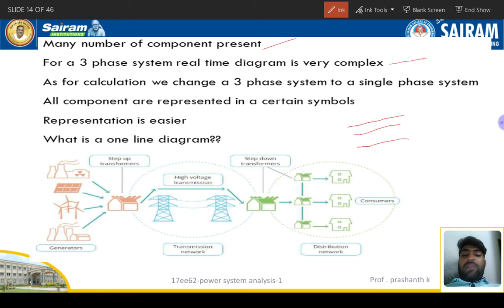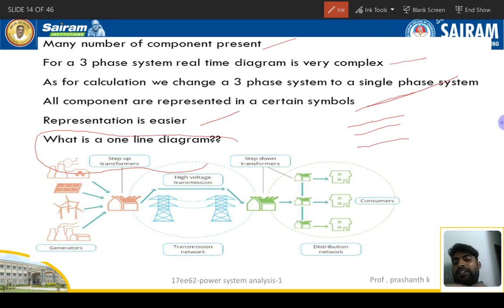And for the calculation point of view, we change the three phase system to a single phase system, and all the components are represented in certain symbols, right? Single phase representation is easier. And you can answer this question: what is the one line diagram. See here, the electrical symbols of power system components, electrical components in terms of a single line with symbols, is called a single line diagram, right?